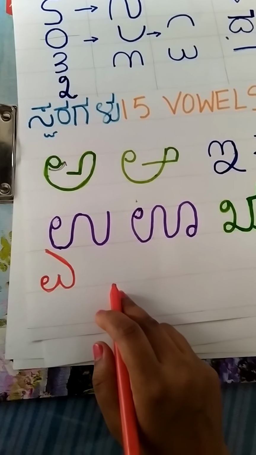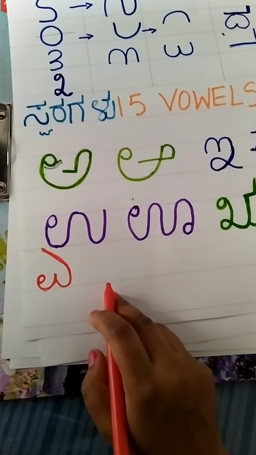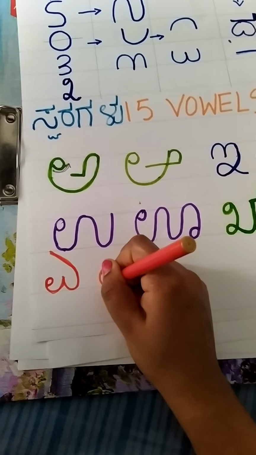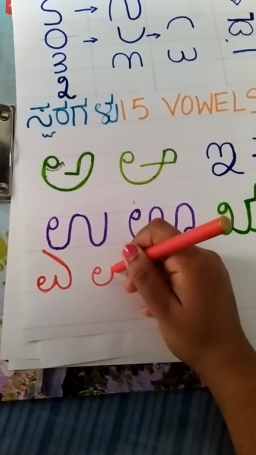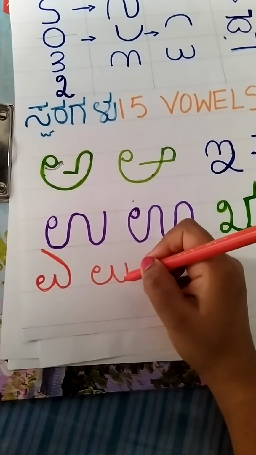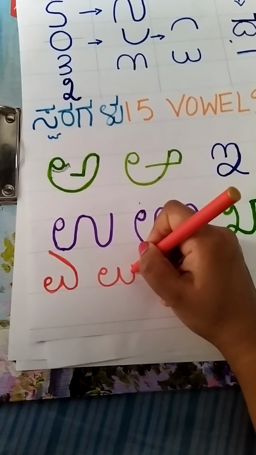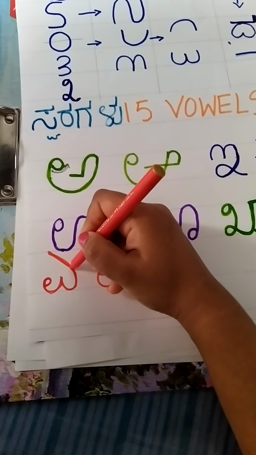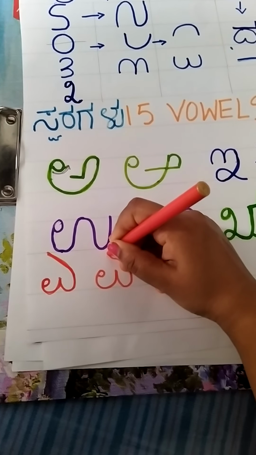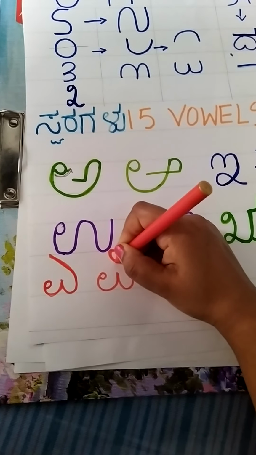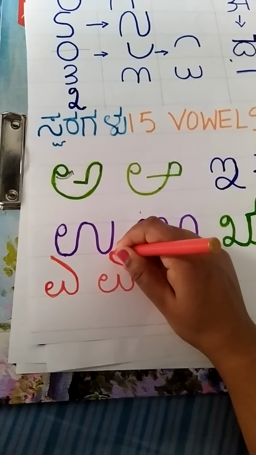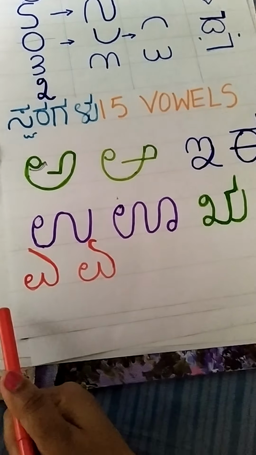The next one is Ee. Similar but a little difference. Write it the same way. In the first, you go straight in a slanting way, but here when you go, you have to slant and take a curve this way. Look here, you have to go and take a curve. This is Ee.